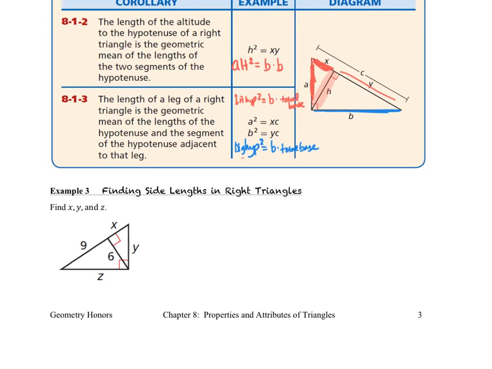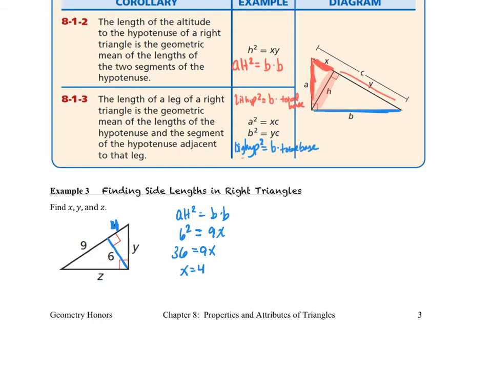So let's see, in this first example 3, I see that my altitude is 6. So the first thing I can do is altitude squared equals base times base. What that means is 6 squared equals the base, which is 9, times x. So 36 equals 9x, divide both sides by 9, and we get x equals 4. So now I have my little base.